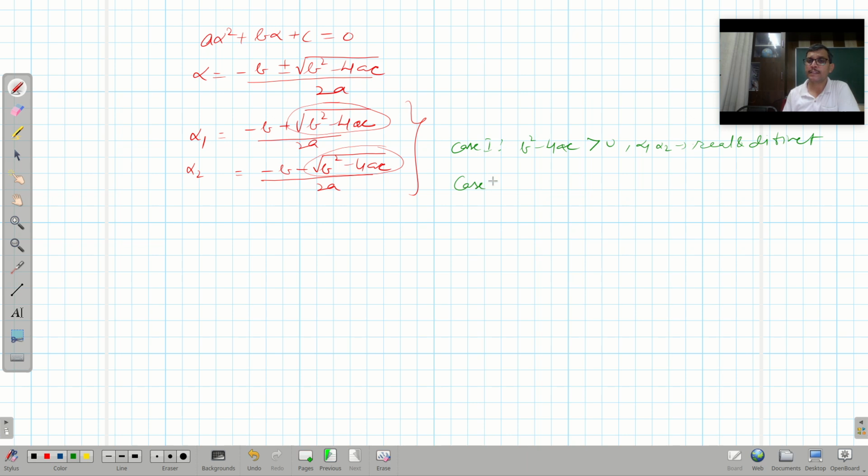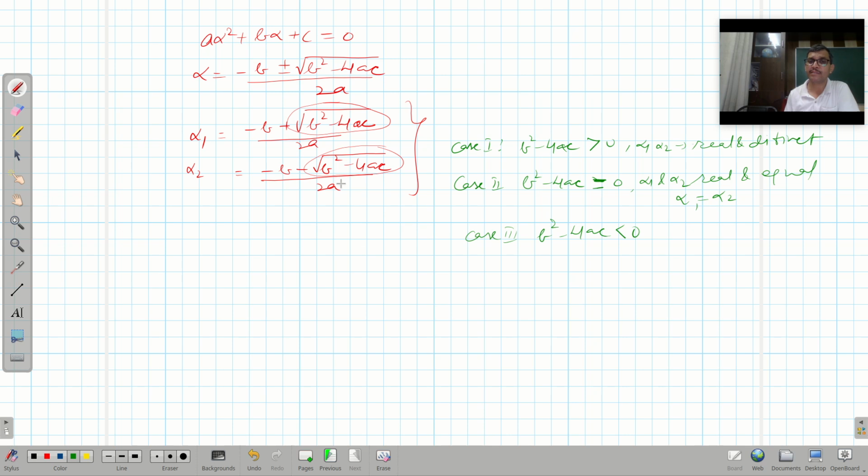And another case is case 2. Then b square minus 4ac is equal to 0. Then alpha 1 and alpha 2 are real and equal, means alpha 1 is equal to alpha 2. And case 3 will be that b square minus 4ac is less than 0.